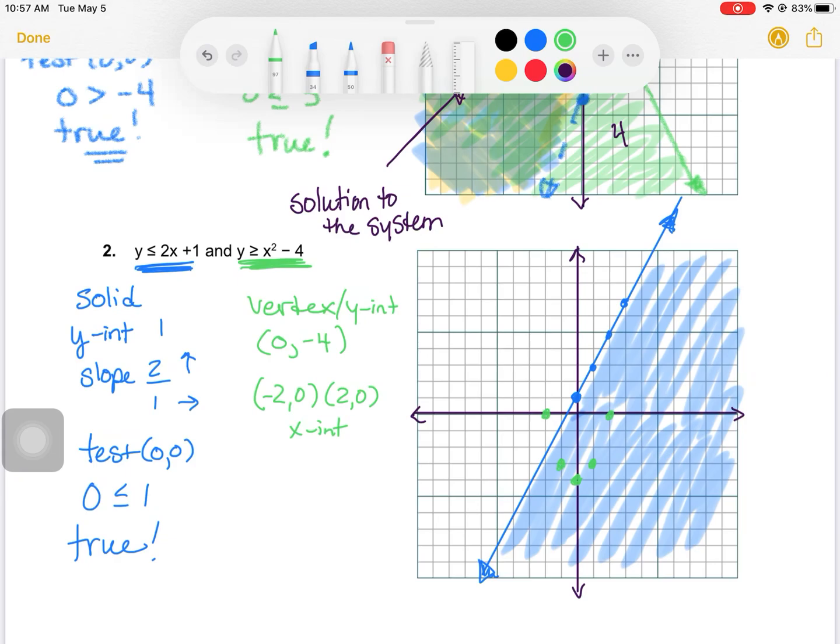I think I put 3 in. 9 minus 4 is 5. I just gave myself a few extra points to help guide. It is also solid due to that inequality sign. So I'm going to draw in as neatly as I can my solid parabola.